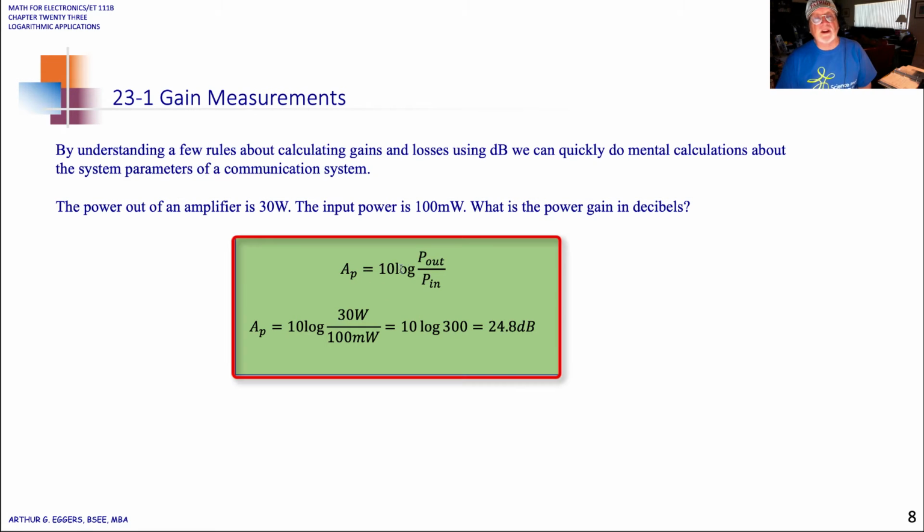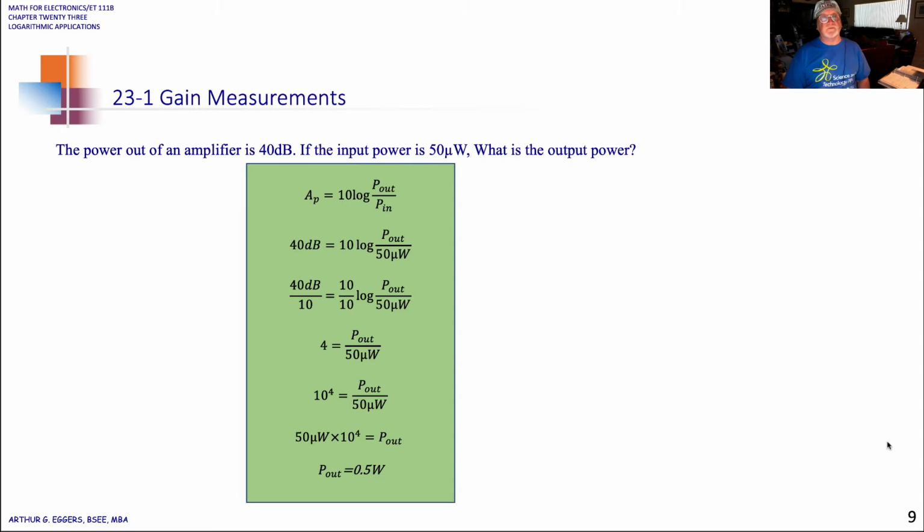If we put it into the relationship 10 times the log of the ratio of power out over power in, at this point all we need to do is put in our values: 30 watts divided by 100 milliwatts. 10 times the log of that value gives us a value of 24.8, in this case dB. But like I said, you don't necessarily have to put the dB on there, but it's commonly done.